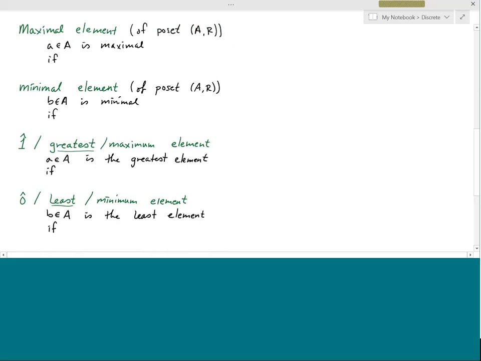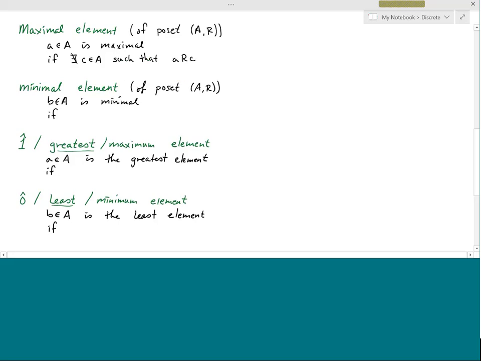So a maximal element, notice the ending right there, this tells us that if your element inside of your poset is maximal, you have the following criteria. There does not exist some element C such that A is related to C.